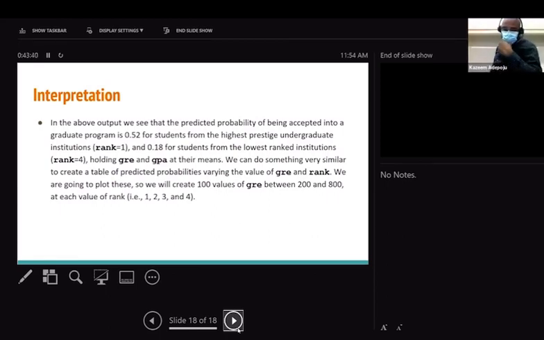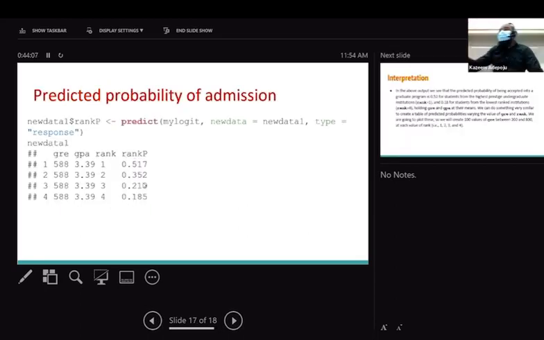Interpretation now, finally. In the above output, we see that the predicted probability of being accepted into a graduate program is 0.52 for students from the highest prestige undergraduate institution, and is 0.18 for students from the lowest rank institution. But you know what? We are having this prediction by holding constant the GRE and the GPA. That's what we're doing. So that is what we mean.